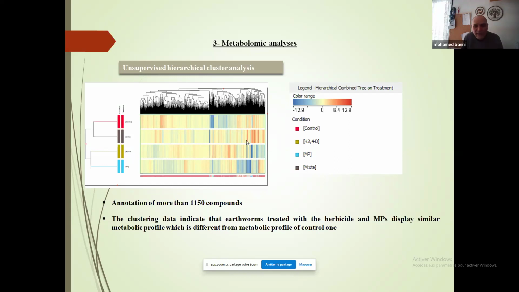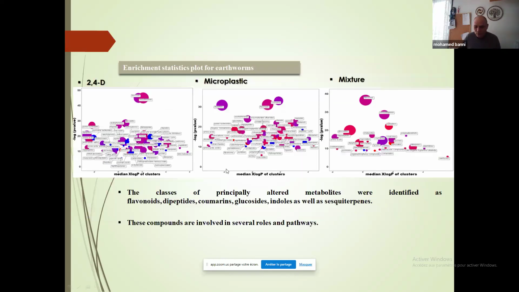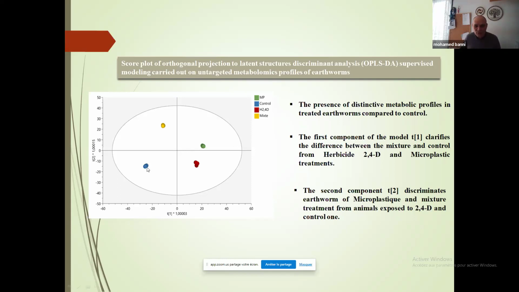So the data here becomes very complicated to analyze, but we need to find a solution. The solution to make the analysis of this data easier is to perform the so-called principal component analysis, which will discriminate this population very well along with the metabolites. As you can see here, the effect of microplastic alone, the effect of the herbicide, and the effect of the mixture are very different, one from the other, and all of them from the control situation. Okay?